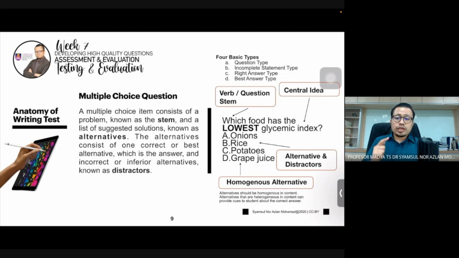So please, as you can see here, one of the examples: which food has the lowest glycemic index. Which is the verb, glycemic index is the central idea, A, B, C is the alternative and distractor. If you can see on the answers, all the answers have homogeneous alternatives so that the student cannot guess or be given a cue to the correct answer. So this is technically when we talk about the MCQ.